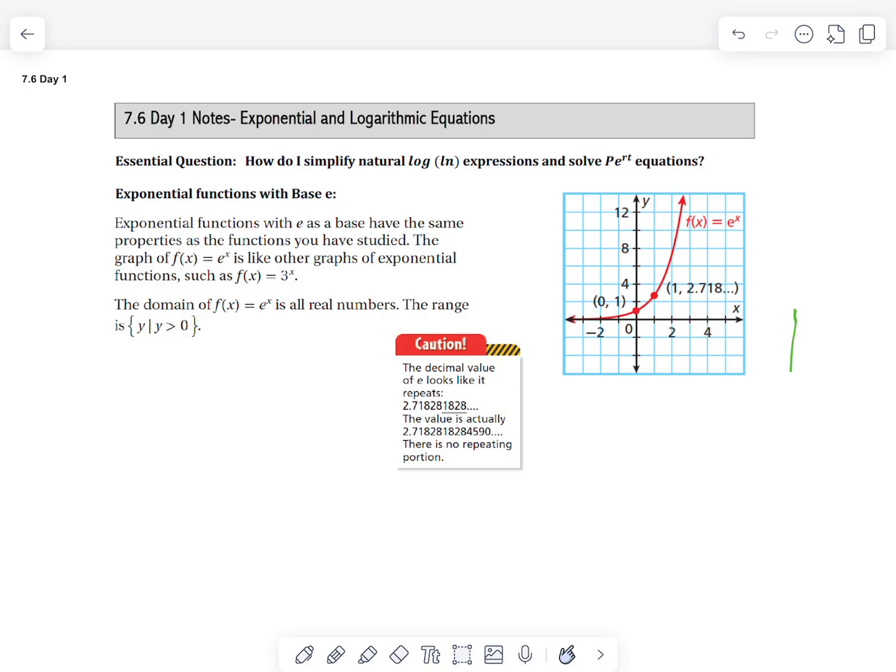The graph of the function f of x equals e to the x is very similar to a function of base 3. The reason why is e is an irrational number, and we say e is approximately 2.72 when we round it to three significant figures. So 2.72 is very close to 3.